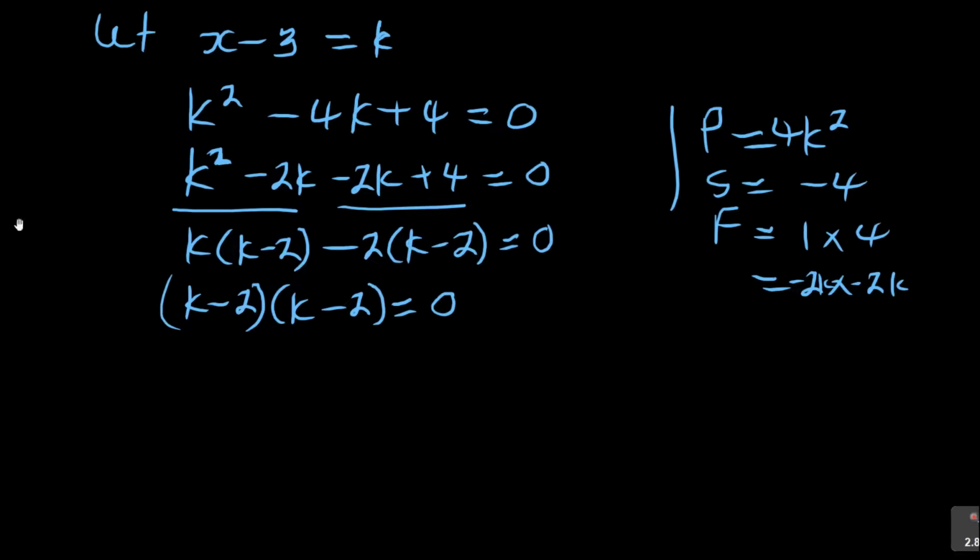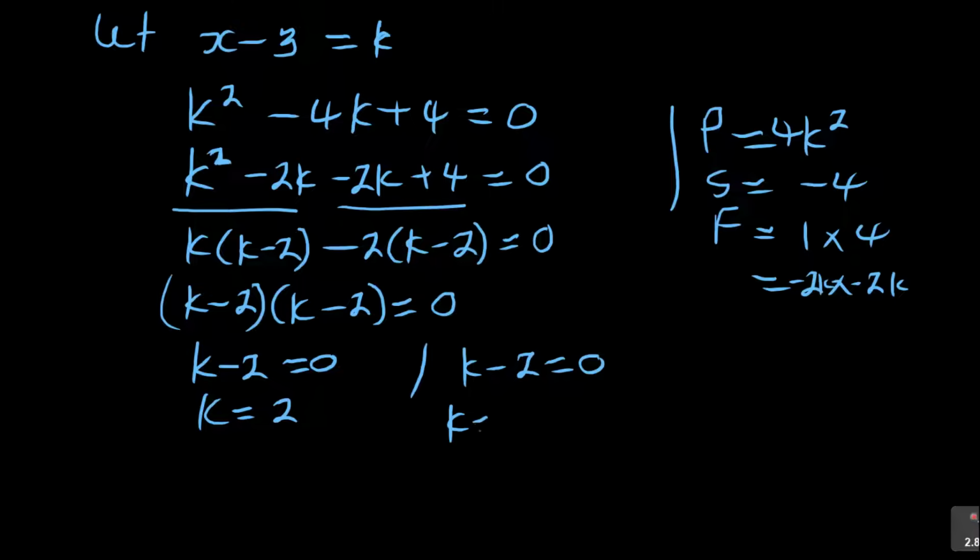So when I'm solving this, I have got k minus 2 is equal to 0, or k minus 2 is equal to 0. So k is equal to 2 and k is equal to 2. So it's the same answer. So it's more like k is equal to 2 twice. But remember what we have got, x minus 3 is equal to k.